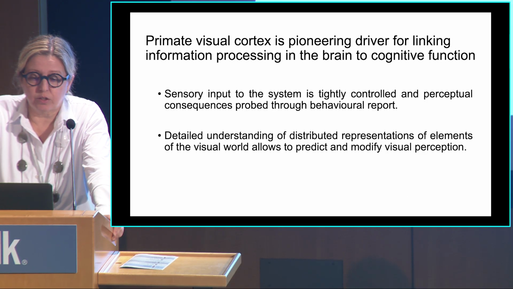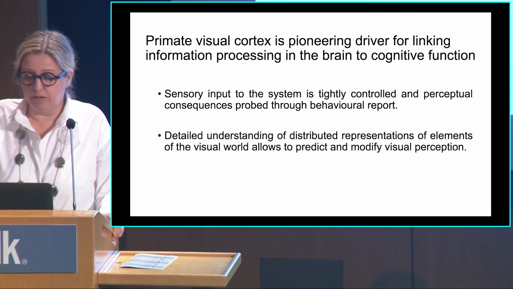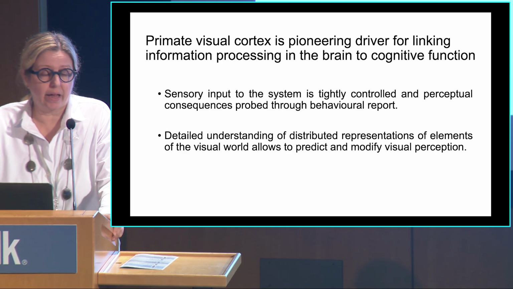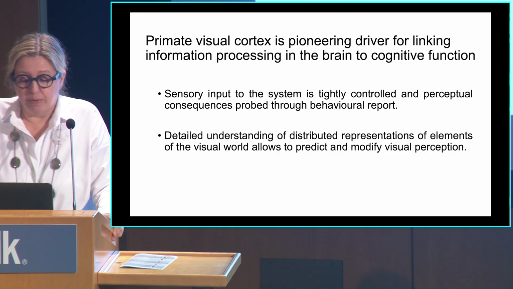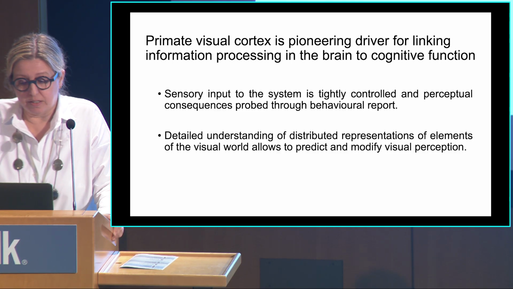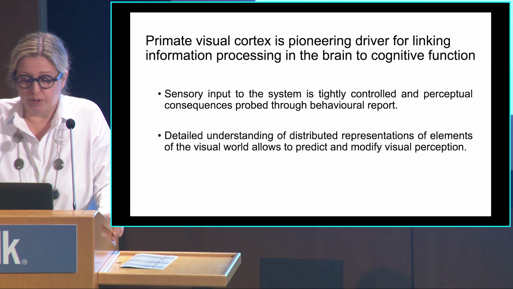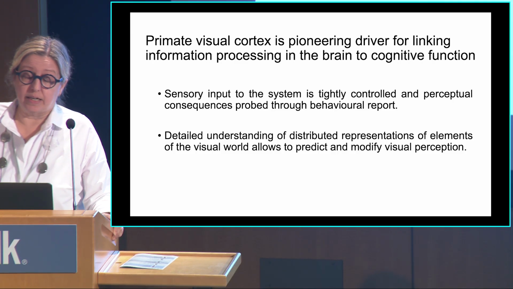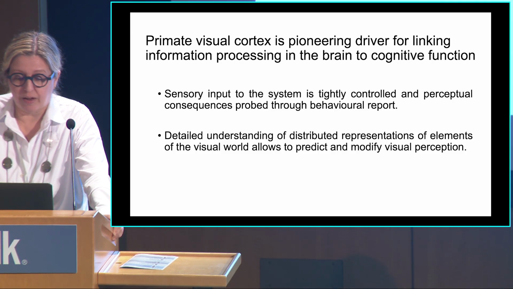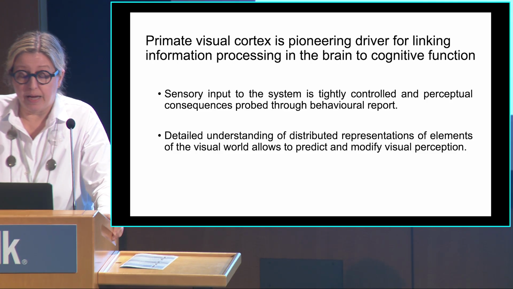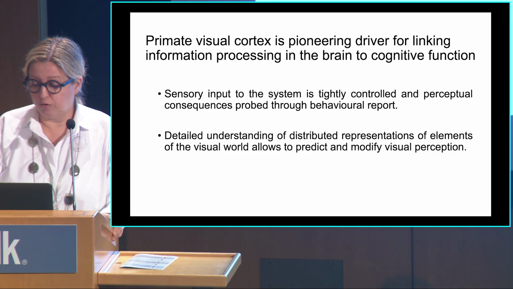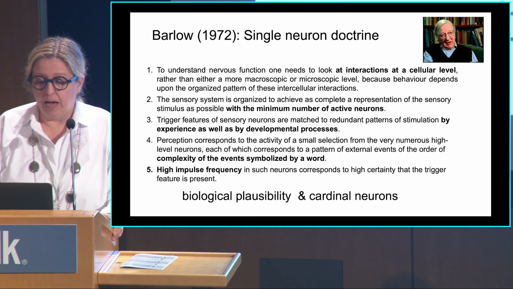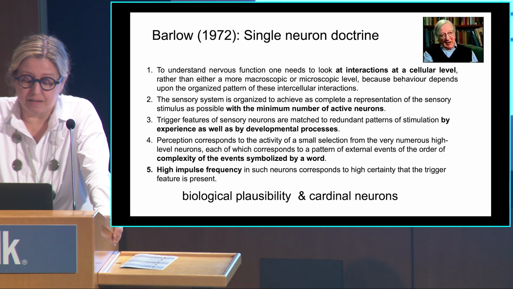So what's been quite critical to understand the information processing in the brain to cognitive function has been that we can really reduce the variability and control the sensory input to the system very, very tightly, and then could probe the perceptual consequences through behavioral report. And that has allowed a detailed understanding of the distributed representations of elements of the visual world, and even, as I just pointed out, to predict and modify visual perception.